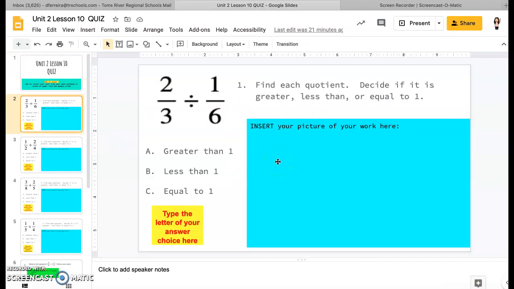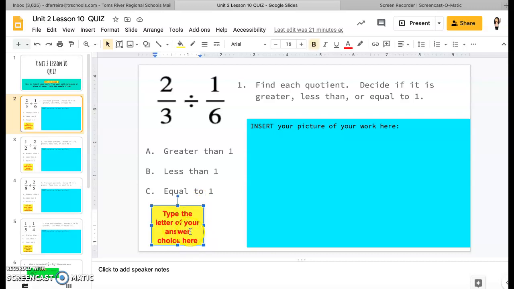Number 1. Find each quotient. Decide if it is greater, less than, or equal to 1. 2/3 divided by 1/6. You're going to insert your picture of your work in the blue box over here, and your choices are A, greater than 1, B, less than 1, or C, equal to 1. And then you will type your letter choice in the yellow box over here.